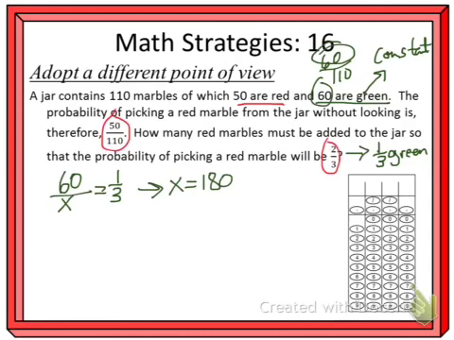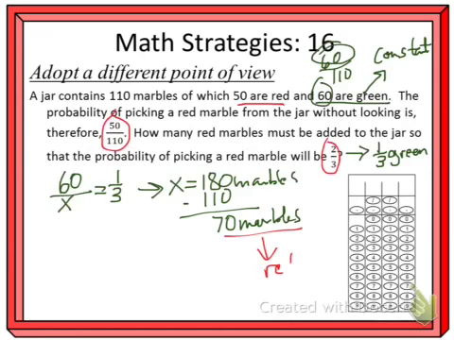So now I have 180 marbles. That's together with the red ones and the green ones. So if I subtract from that the total that I had, the 110 marbles, I get 70 marbles. So that 70 marbles must be the red ones that were added. So these must all be red ones.